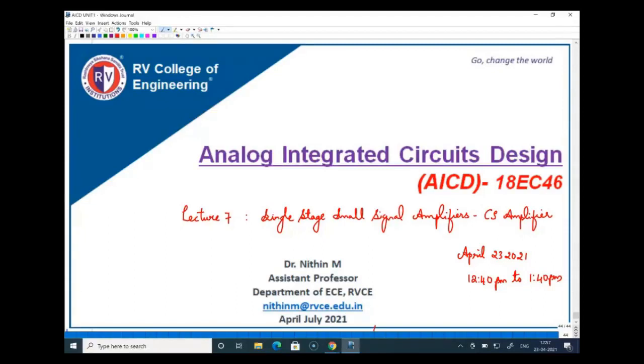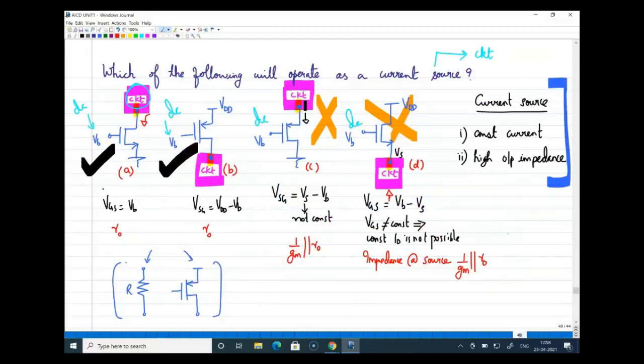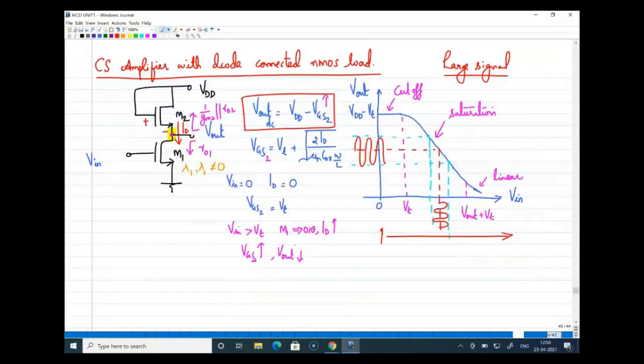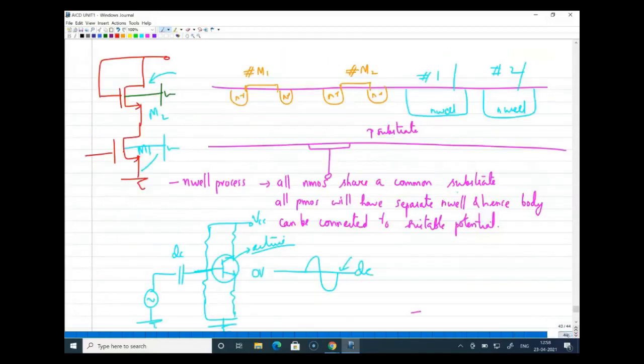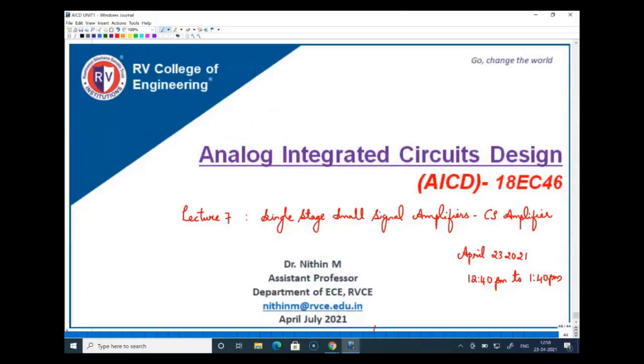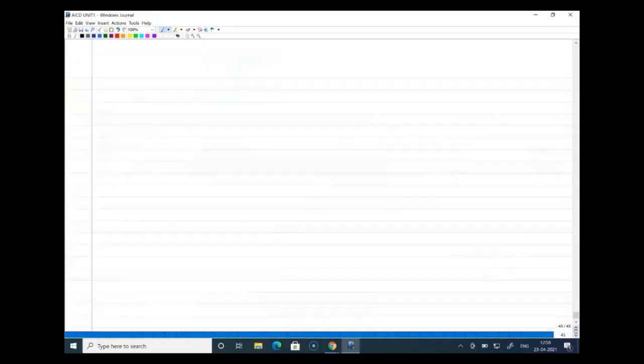Welcome to Analog Integrated Circuits Design class, and today is lecture number 7. So far in the past two to three classes we were looking at the CS amplifier. In yesterday's class we looked at a CS amplifier with a diode connected load, but it was an NMOS load. Today we will look at a diode connected CS amplifier, but with a PMOS load.